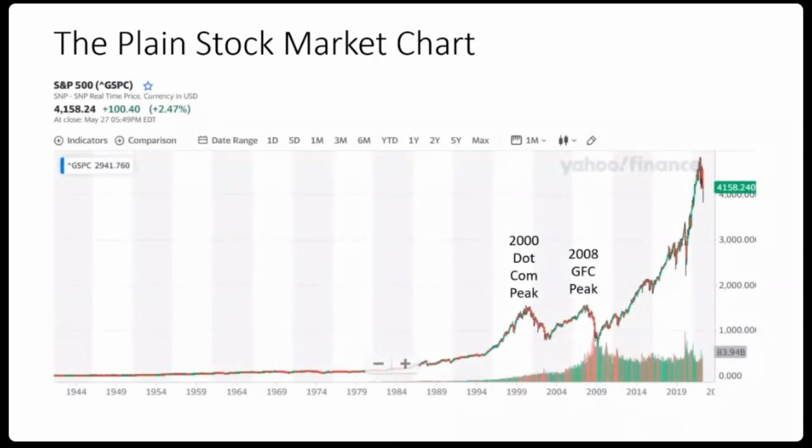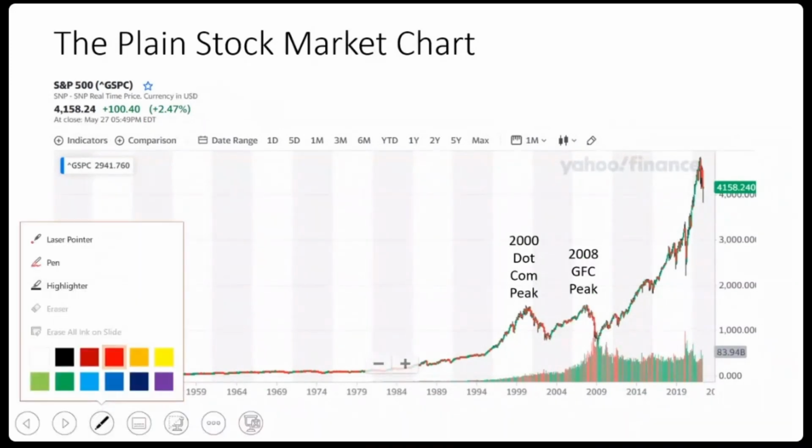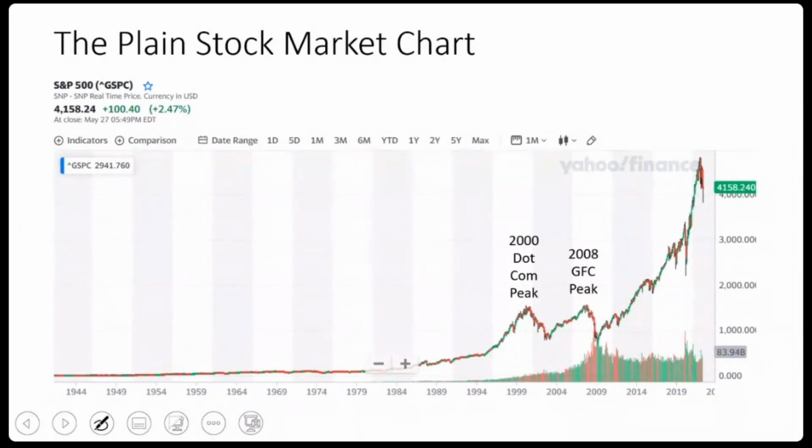The plain stock market chart. This is the plain stock market chart. It's just really a long-term chart of the S&P 500. As you can see, the S&P 500 basically just took up from here onwards. I think this chart itself is a plain naked chart, we call it. There's no TA on it, but it just gives you an idea of what the situation is currently.